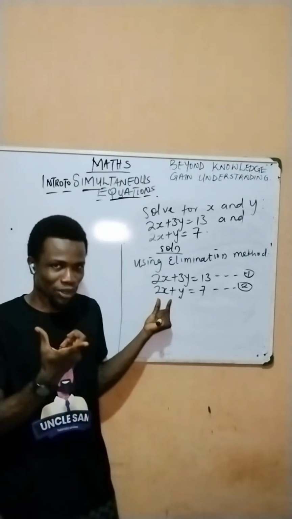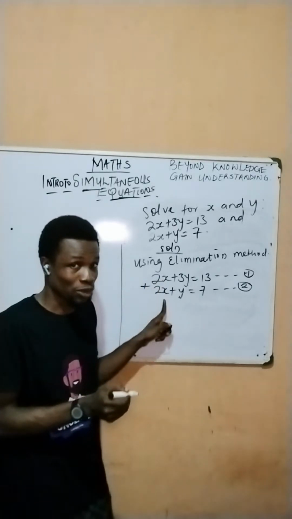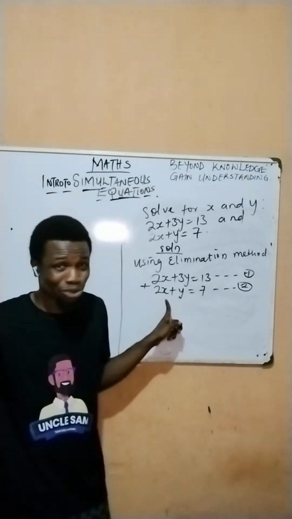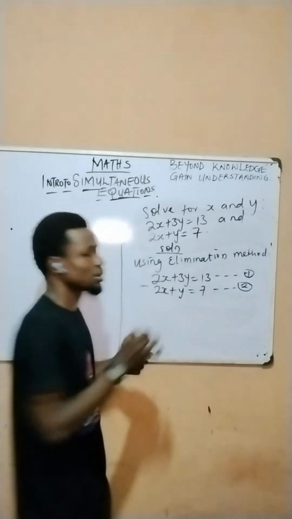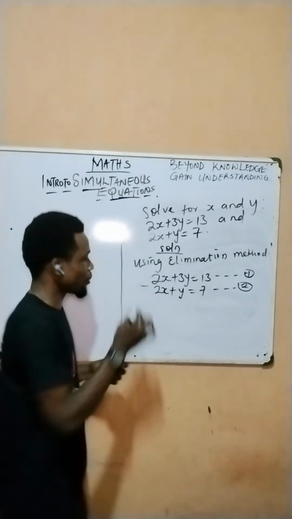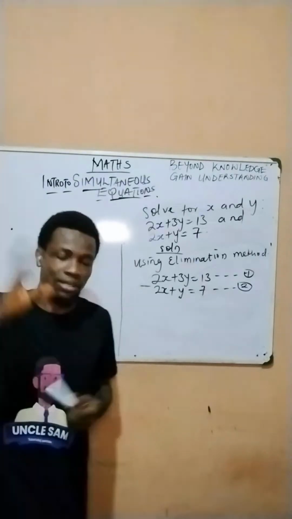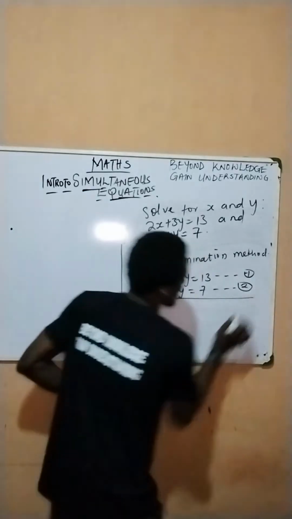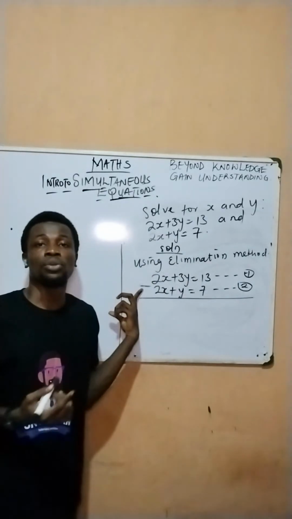I cannot use the plus sign, because if I add here, it's going to be 2x plus 2x, which does not tend towards what I want. So I'm going to use the subtraction sign. Remember what I said: you eliminate using a positive or negative sign. Once you've done that, put a line under here and start the process. We're eliminating using what? Negative.